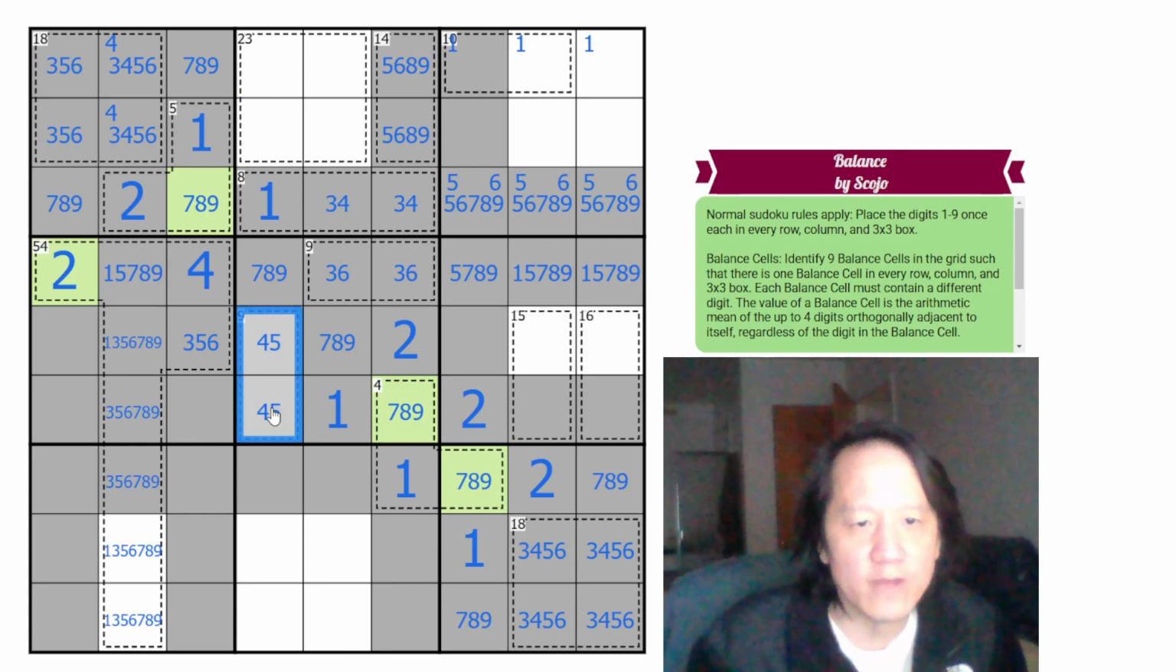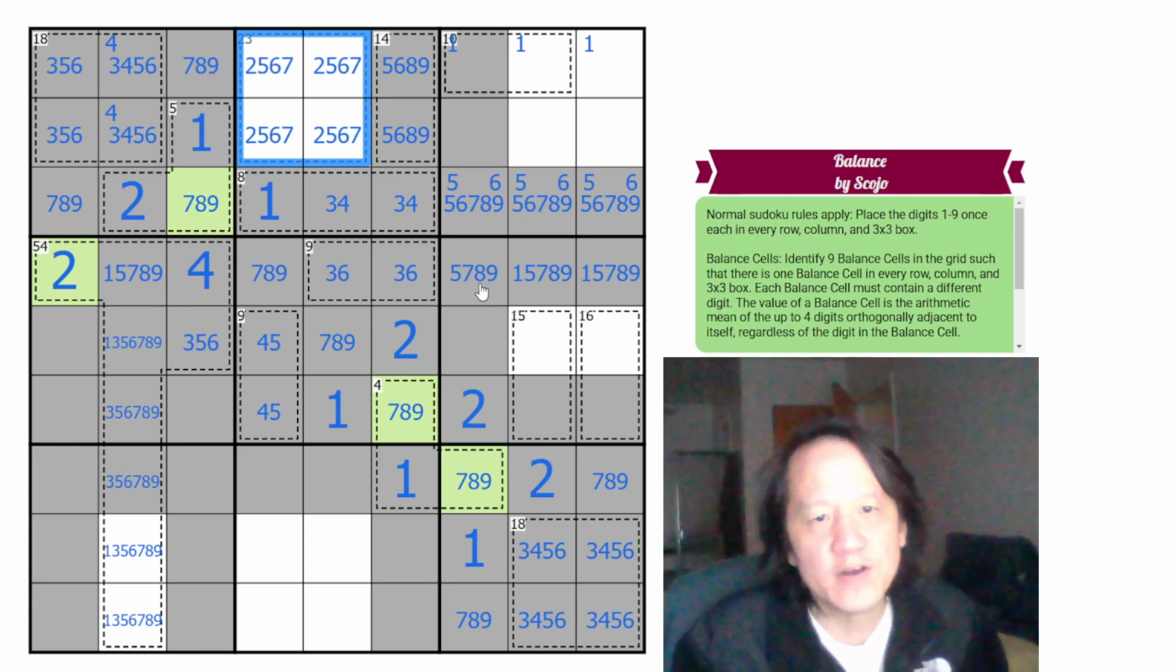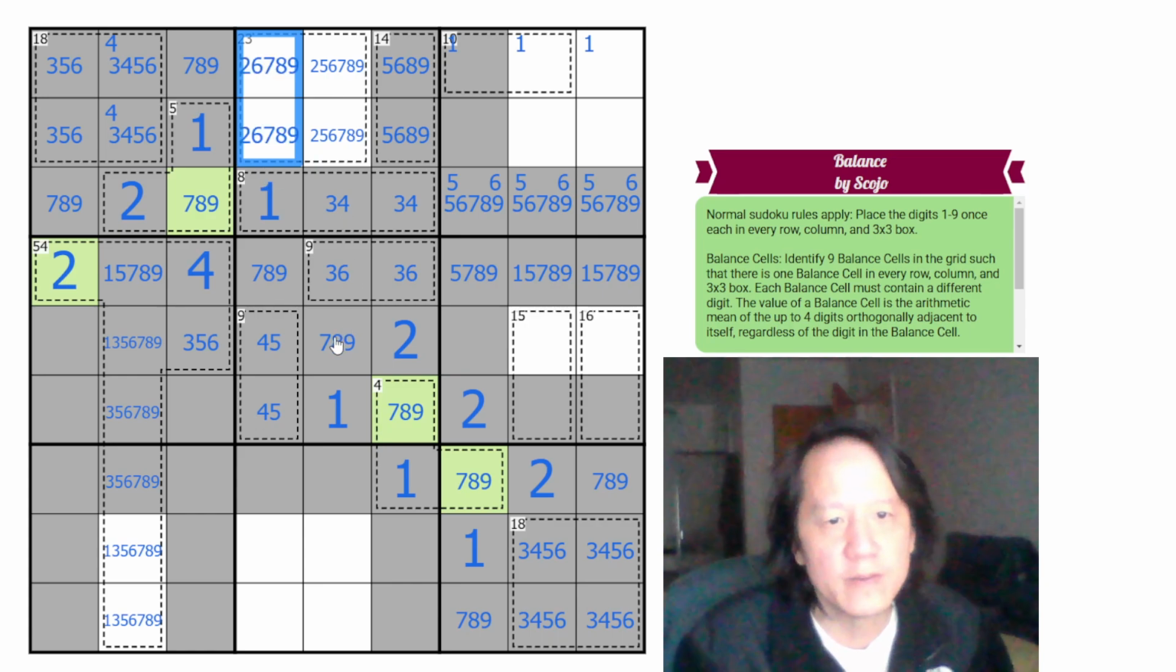We have a 1, 4, 5 pair in column 4. So these can't be 4 or 5. Couldn't be a 4 anyways. The rest of this box must be 2, 7, and 5, 6, 8, or 9. And this can't be 5 again.